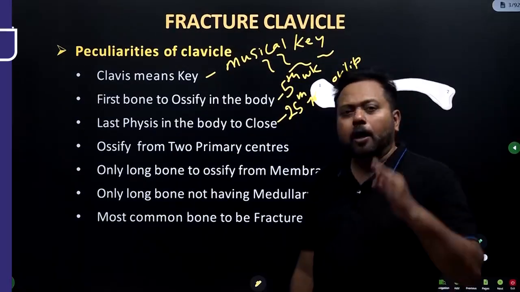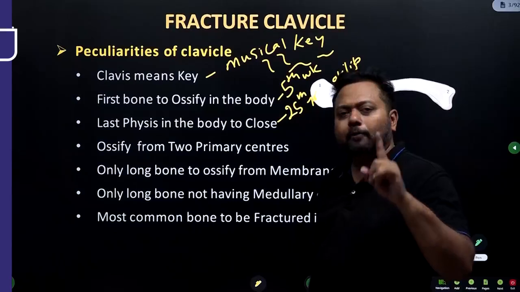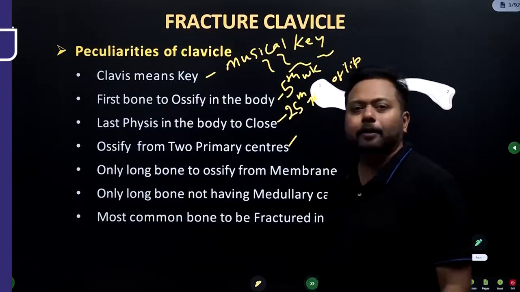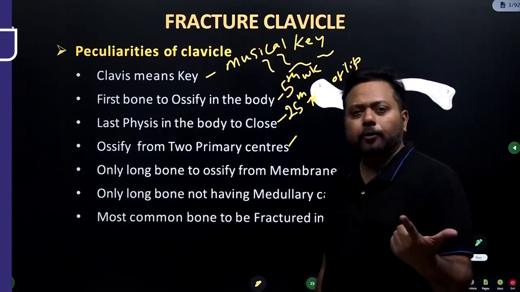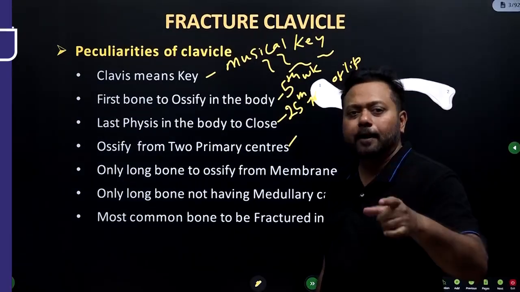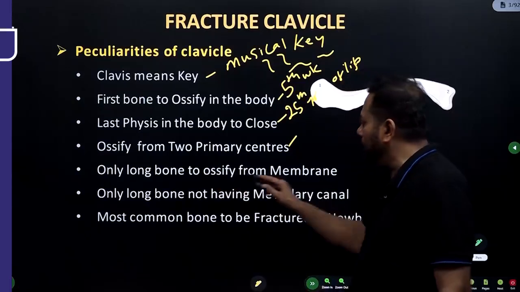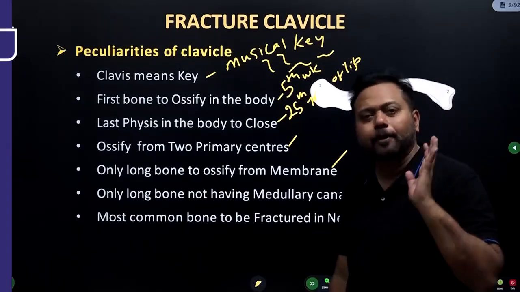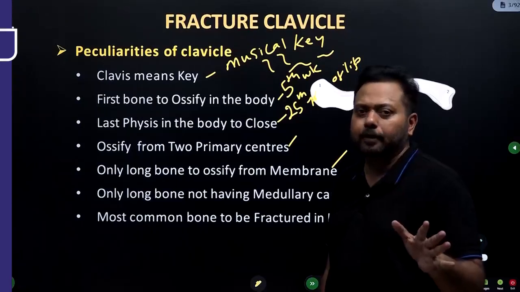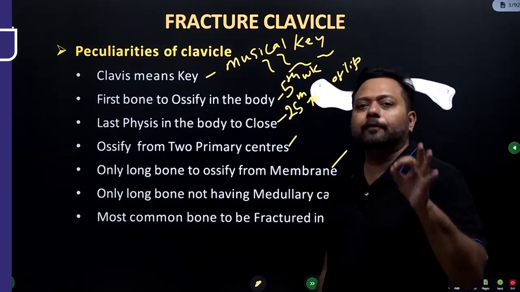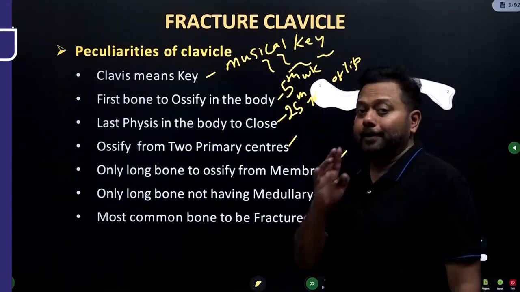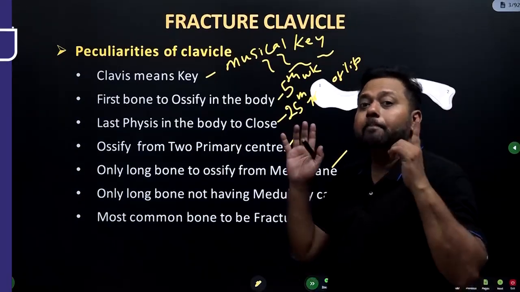And you see, always one bone will have one primary center. This is the only bone which has two primary centers. And we all know that long bones ossify enchondrally, flat bones ossify membranously. This is the only long bone in the body to ossify membranously. Very peculiar. Two types of ossification: membranous ossification and enchondral ossification. As a rule, all long bones ossify enchondrally, all flat bones ossify membranously. This is the only long bone to ossify membranously.